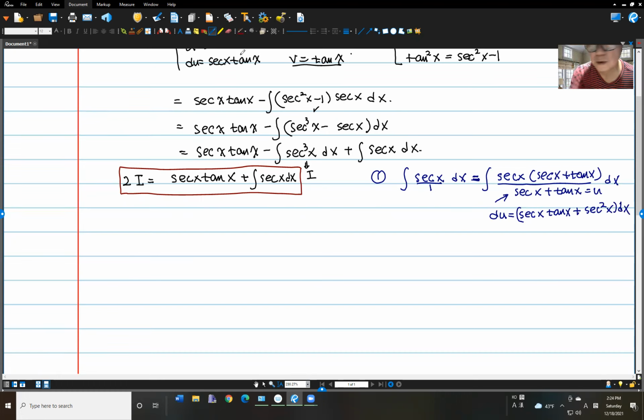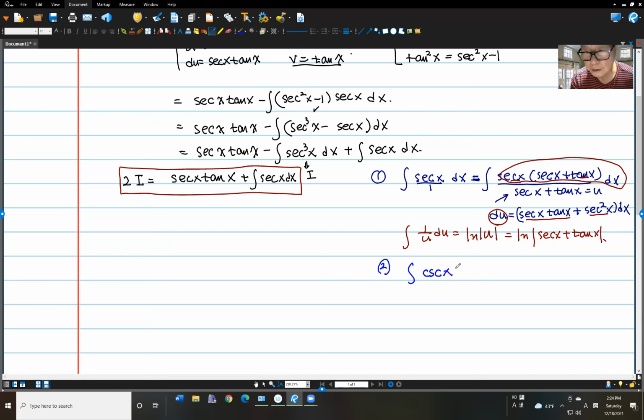As you can see over here, secant x secant x, secant square x, tangent x, secant x, secant x tangent x. Is that equal to du? Okay, so you can use u. So this is 1 over u du. This is simply the ln absolute value of u. So u is secant x plus tangent x, I will replace with this one: ln absolute value of secant x plus tangent x. Okay, that's done.